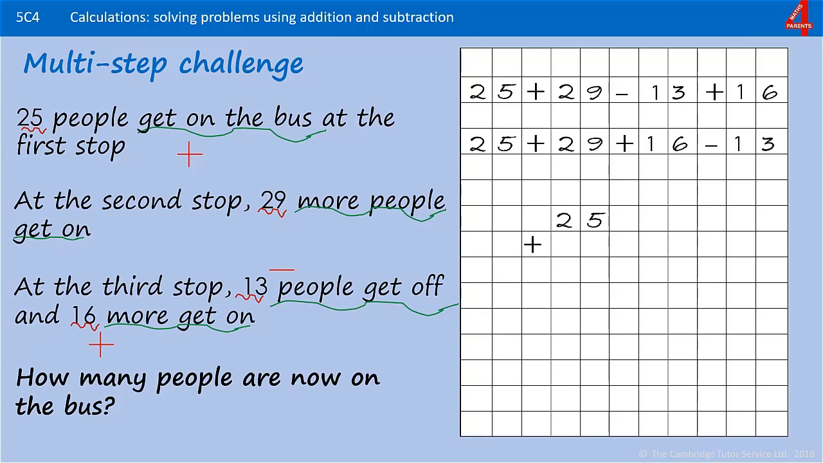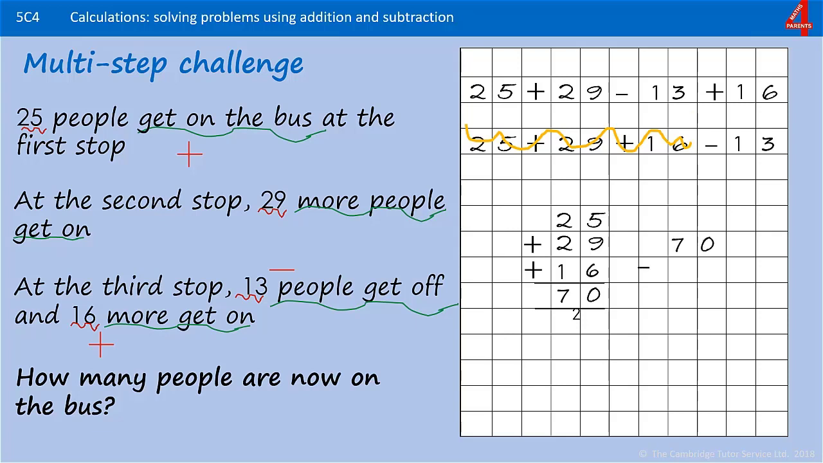25 add 29, add 16. 5 and 9 is 14, add 6 is 20. Put the 0 in there and we carry the two tens. In the tens column, we have 2, 4, 5, add the 2 we carried, that's 7. There were 70 people. We cross out all the additions that we did and we're left with minus 13.